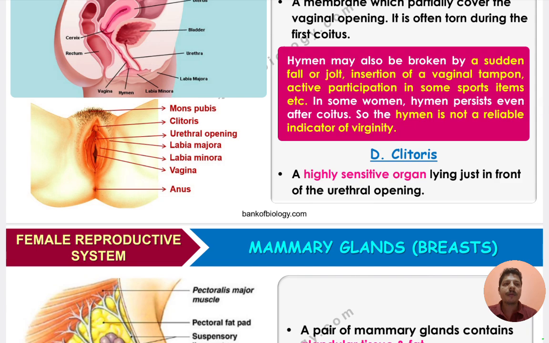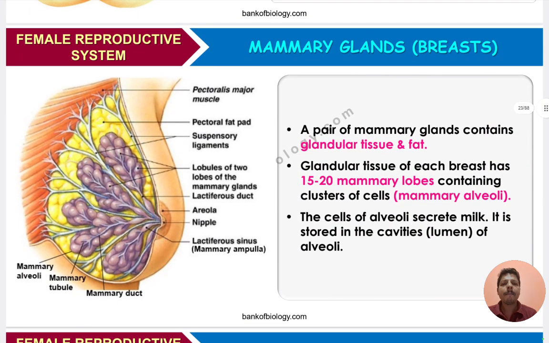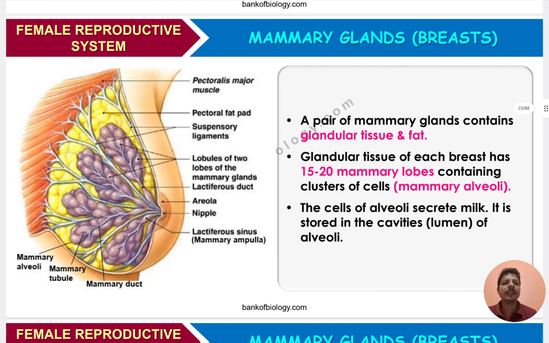Next is the clitoris, a highly sensitive organ lying just in front of the urethral opening. Next are the mammary glands or breasts. Here you can see a pair of mammary glands containing glandular tissue and fat. The glandular tissue of each breast has 15 to 20 mammary lobes, containing clusters of cells or mammary alveoli, labeled here, along with the mammary tubule and mammary duct.